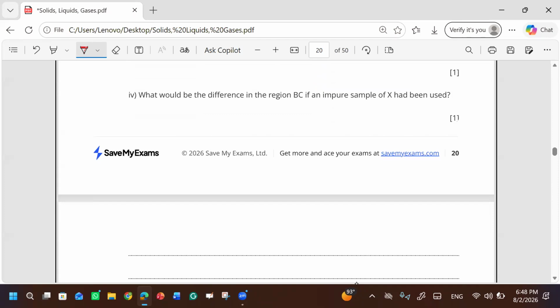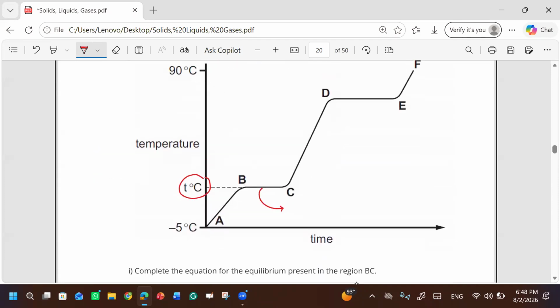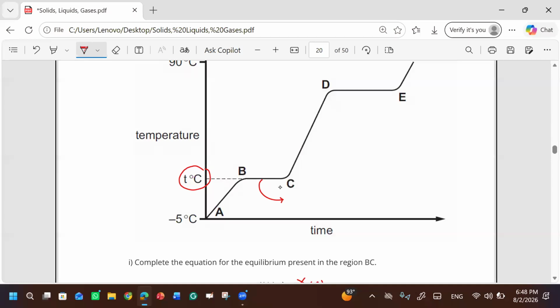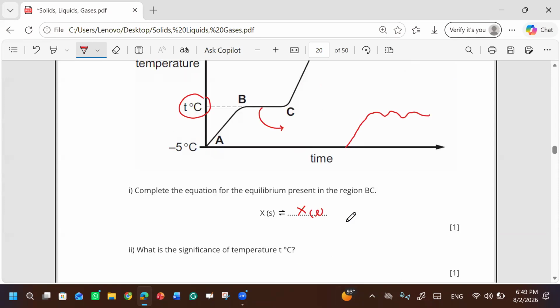What would be the difference in the region BC if an impure sample of X had been used? What can happen in the BC region if you use an impure substance? It will be like this, because the temperature will either be high or low. The temperature will not be sharp. There will be no sharp value. Okay, it will not be fixed. That is why the graph will be like this.